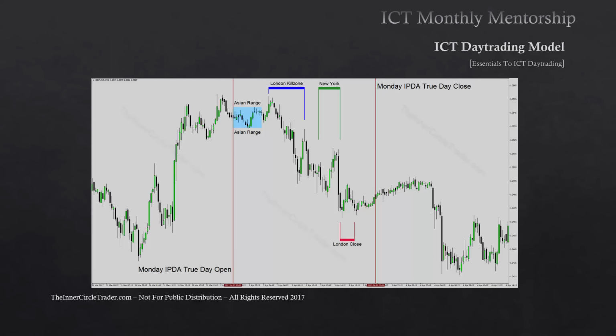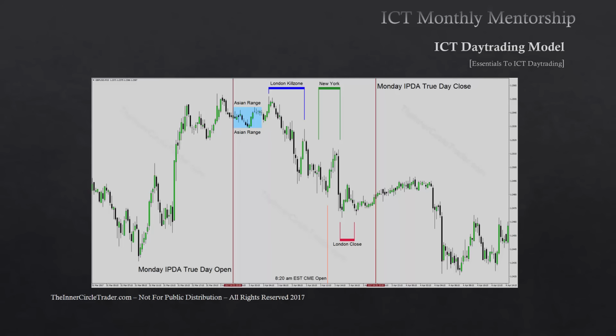Now, we're not going into PD arrays and all the institutional reference points, but I want you to focus on the time windows here. Look at the turning points that we see. Look at the daily high and look at the daily low. Look at the swing points throughout the rest of the day. There are logical reasons for why price goes to these levels, and why it goes specifically and precisely to one particular level or another.